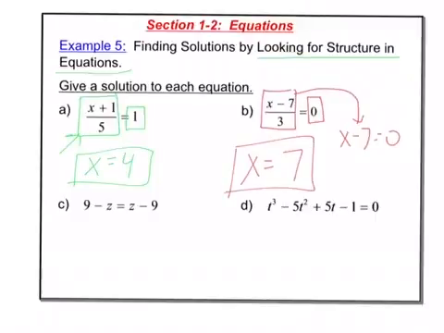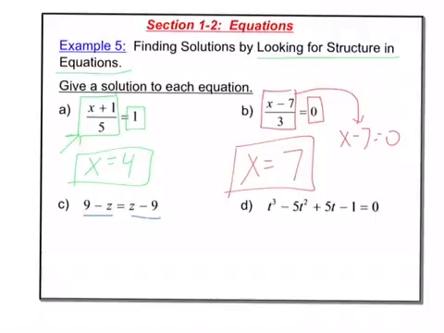Looking at example 5c, we can see that the left side and the right side are just opposites of one another. So we have 9 minus z is equal to z minus 9. And since they're equal to opposites, or the textbook says it's the negative of the left side is the negative of the right side, we are looking for a number that is equal to its opposite.